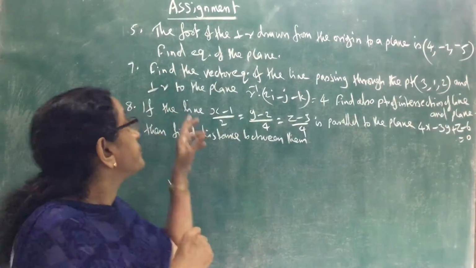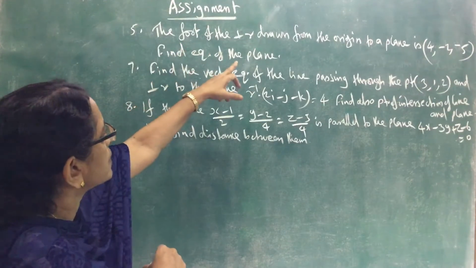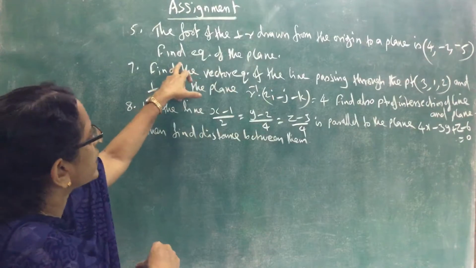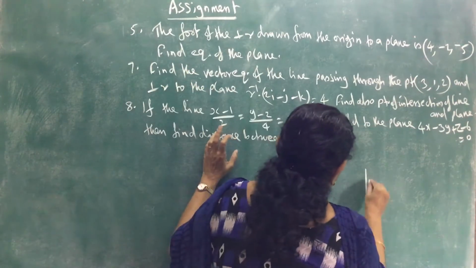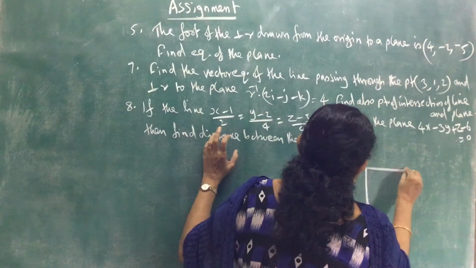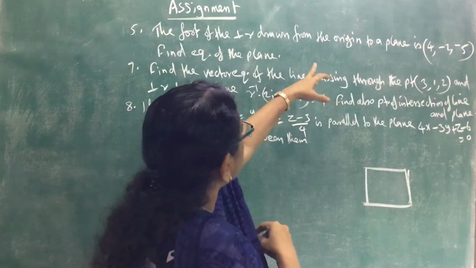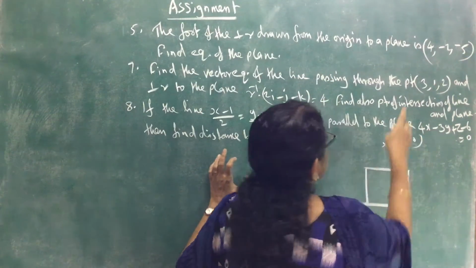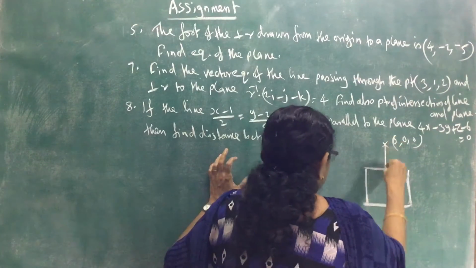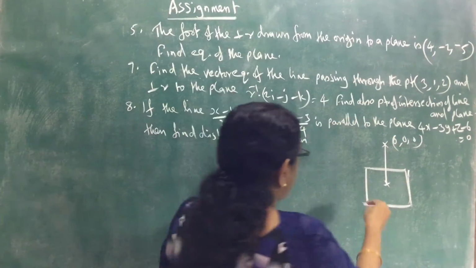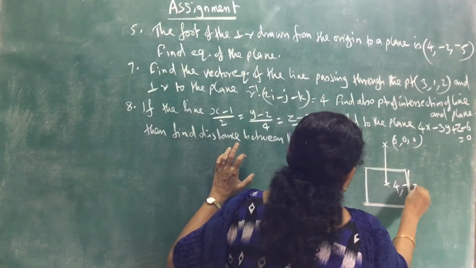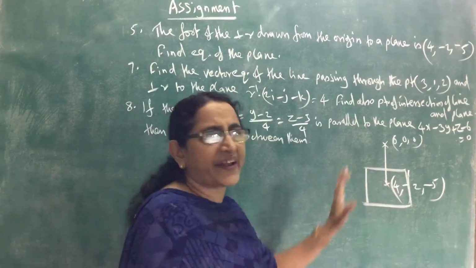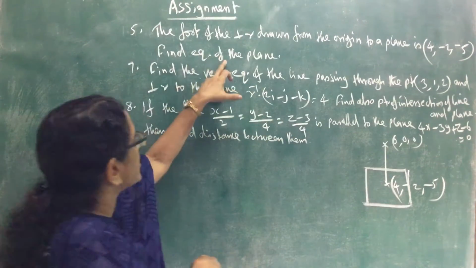The fifth one. The foot of the perpendicular drawn from the origin to a plane is that point. Find the equation of the plane. So the foot of the perpendicular drawn from the origin (0, 0, 0) to the plane is (4, -2, -5). So these 2 points are given. We have to find the equation of the plane.